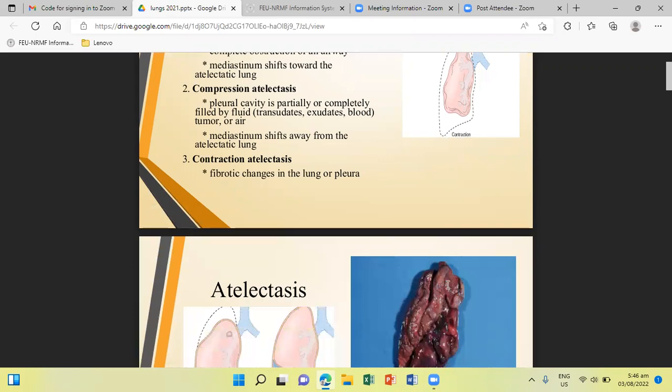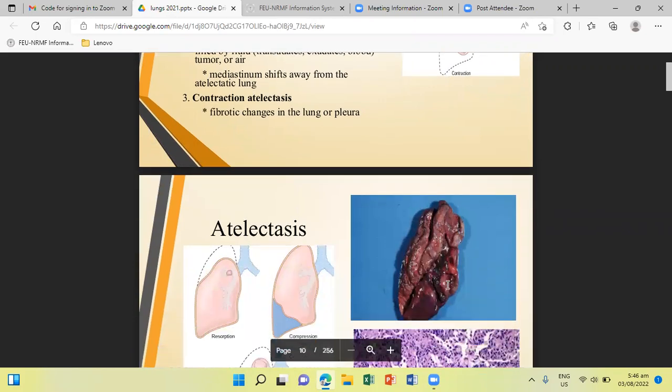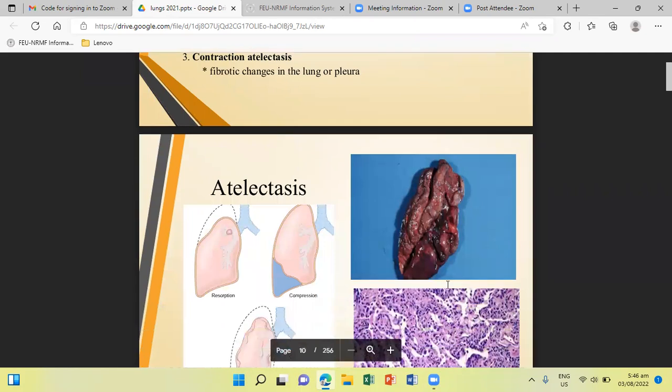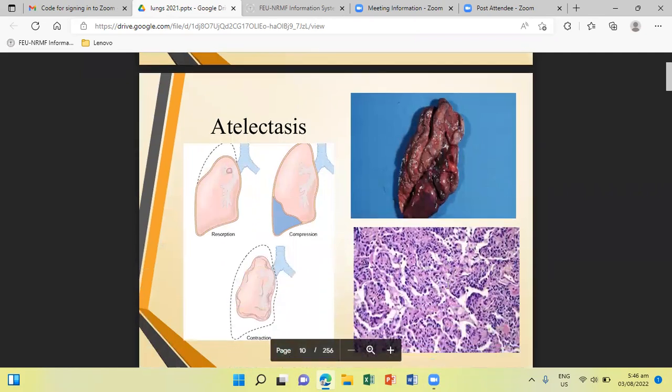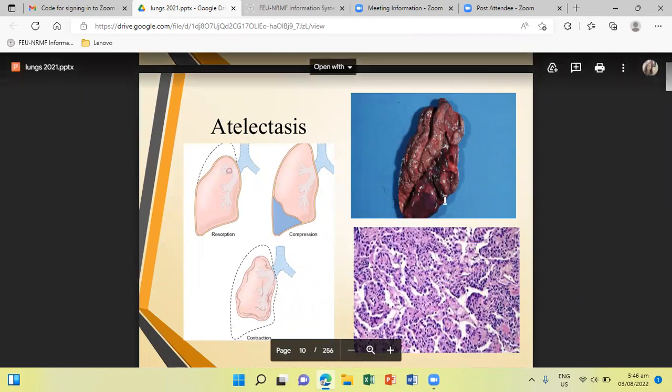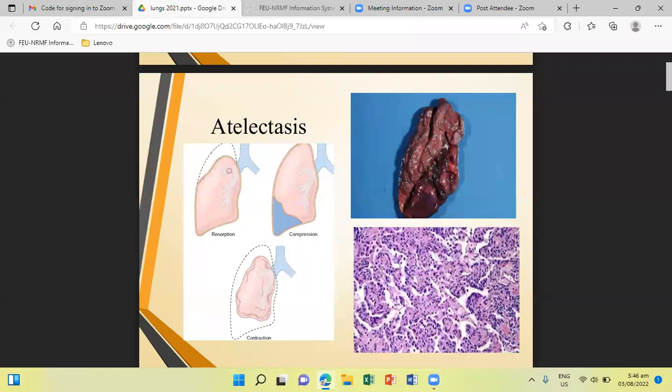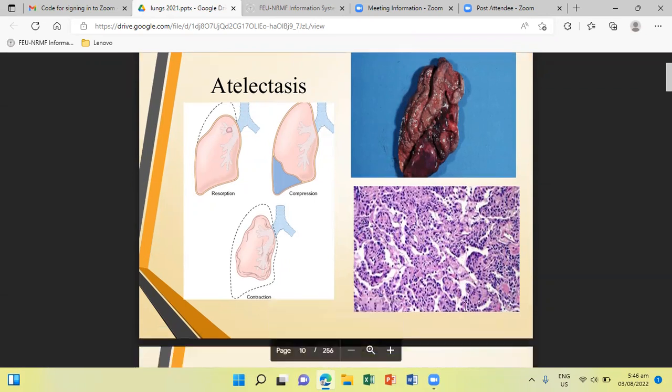So the classic gross appearance of the lungs would be somewhat like this. As you can see, it is airless, it is non-crepitant, it is collapsed. When you look at it under the microscope, you would see that this time the alveolar spaces are transformed into slit-like areas, such as seen in this illustration.